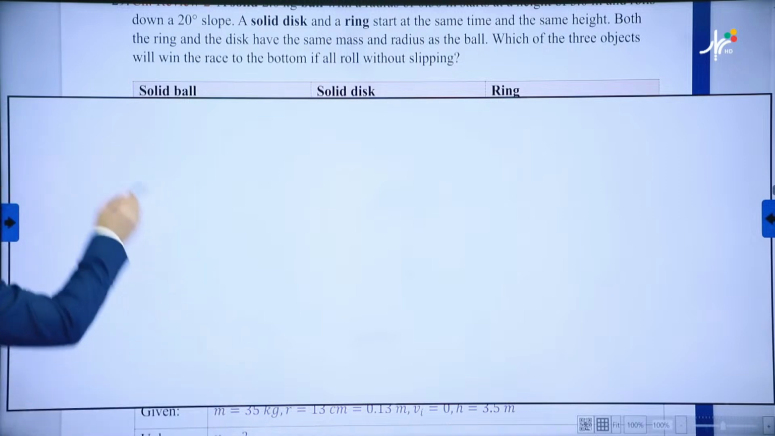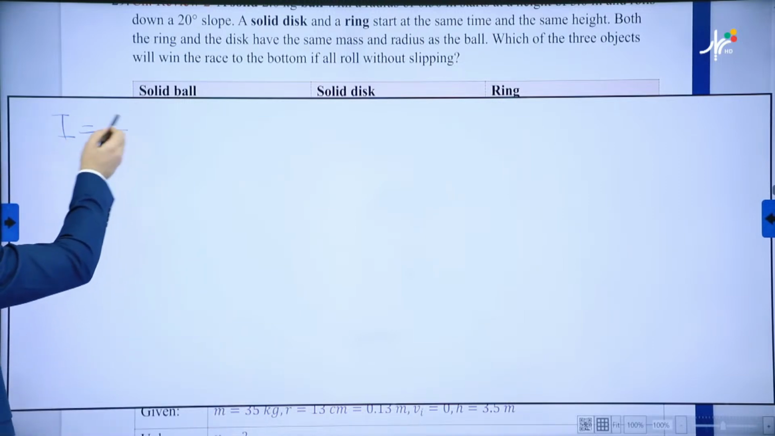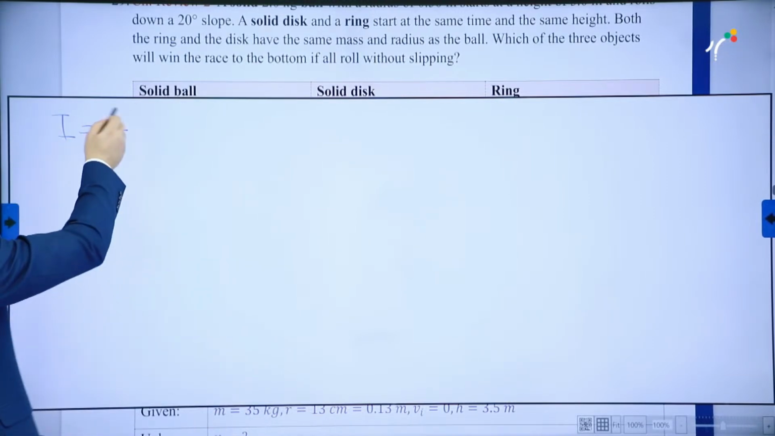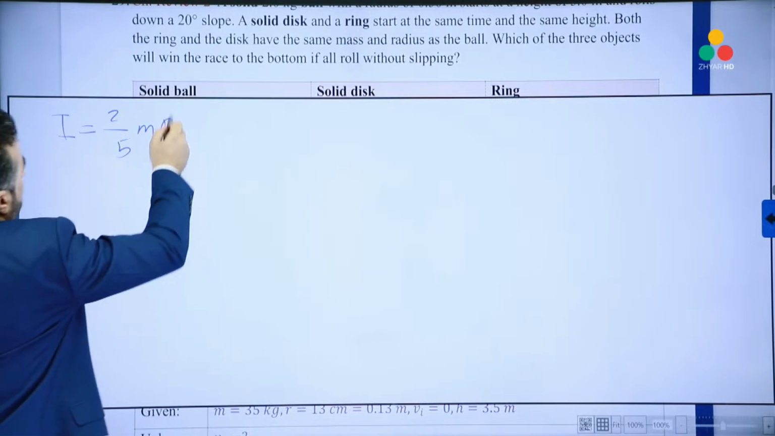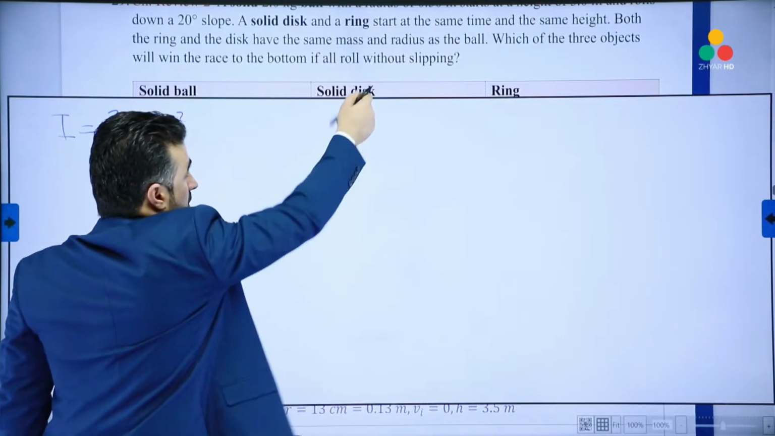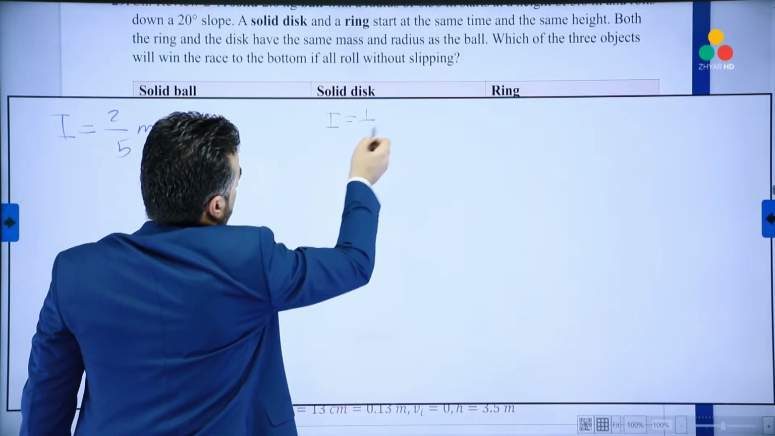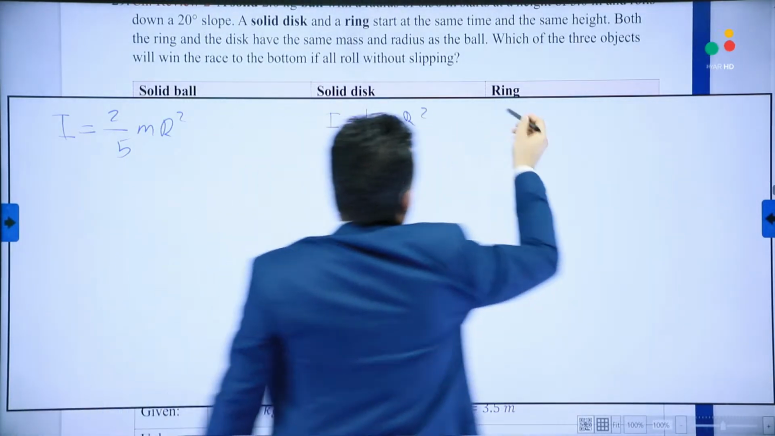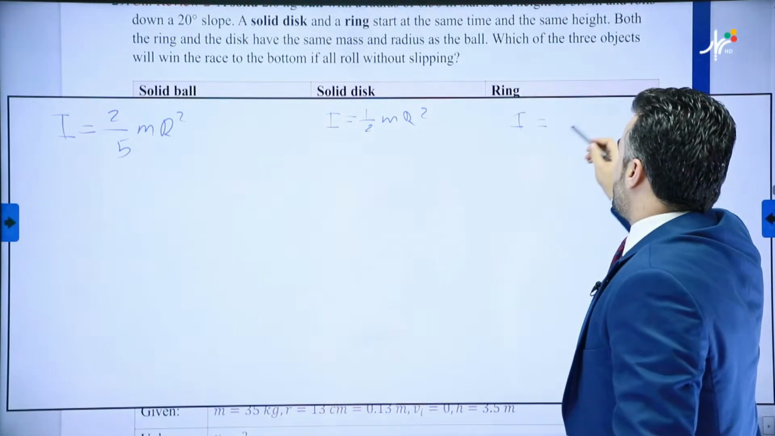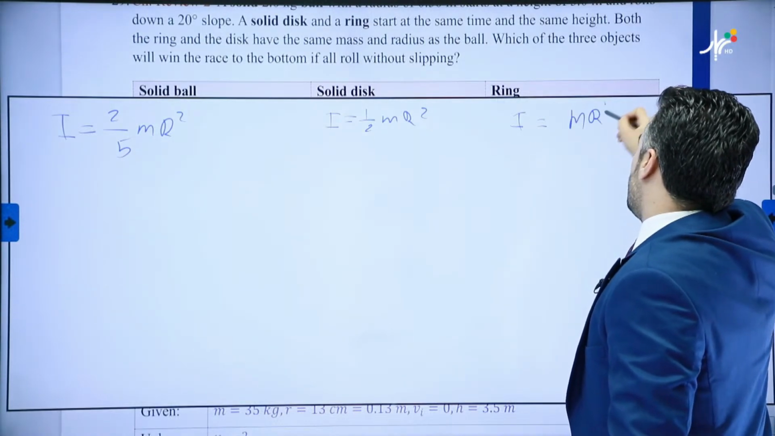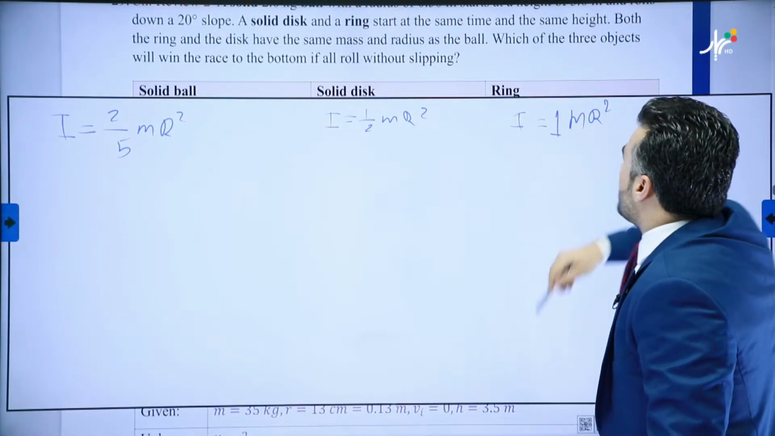What is the moment of inertia of a solid ball? If it is a solid ball, of course, that is 2/5 mr squared, yeah? If it is a solid disk, remember, I for a disk is 1/2 mr squared, yeah? What about a ring? For a ring, I equals just mass times the radius squared. So you can say there is 1 here.